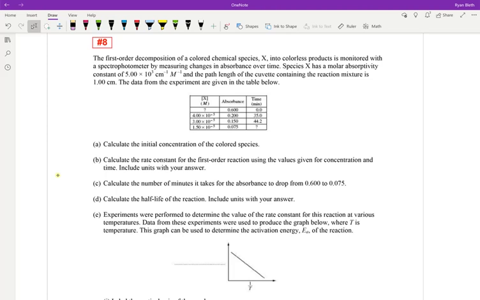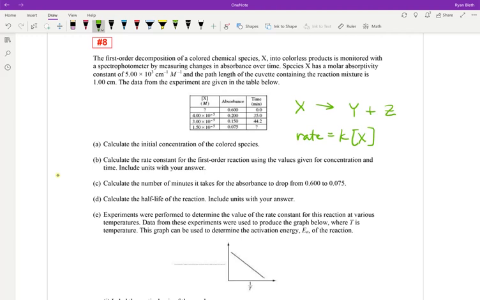So with X decomposing into colorless products, let's just go with X becoming Y and Z. And we don't really need to know much about Y and Z other than that they're colorless, and that it's first order. So we have, for our rate, rate equals k times [X] because it's first order. And that's all based on just the opening paragraph.